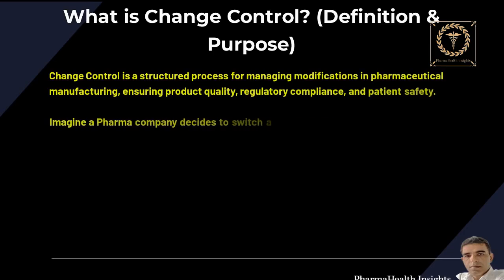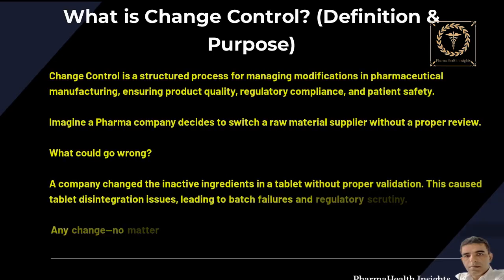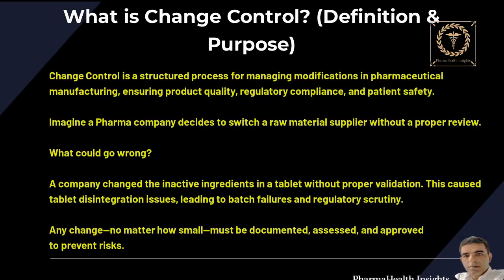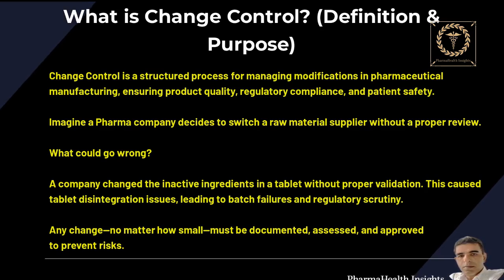Change control is a structured process for managing modifications in pharmaceutical manufacturing, ensuring product quality, regulatory compliance, and patient safety. Imagine a pharma company decides to switch a raw material supplier without a proper review. What could go wrong? A company changed the inactive ingredients in a tablet without proper validation. This caused tablet disintegration issues, leading to batch failures and regulatory scrutiny. Any change, no matter how small, must be documented, assessed, and approved to prevent risks.